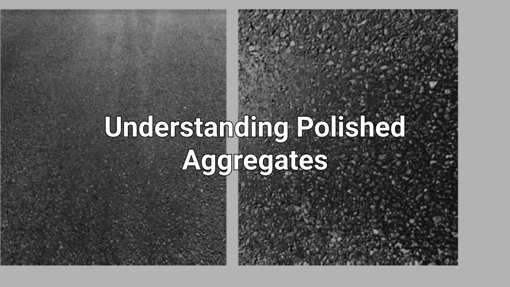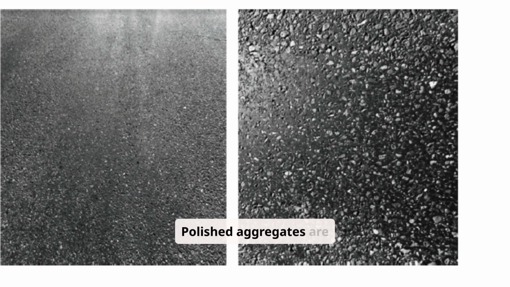Understanding polished aggregates. Polished aggregates are those that have lost their original surface texture and angularity due to abrasion action by tires, as shown in the figure. Polished aggregates have a decrease in skid resistance, especially when they are wet.